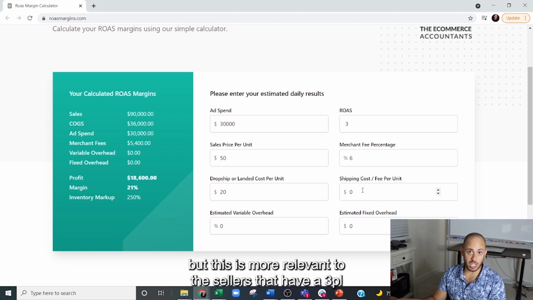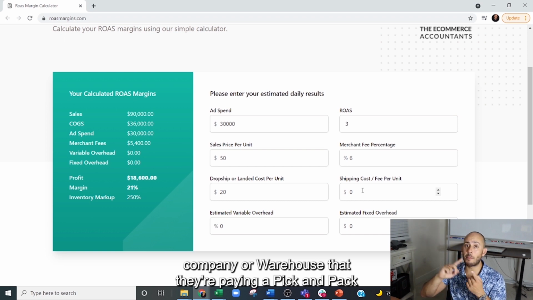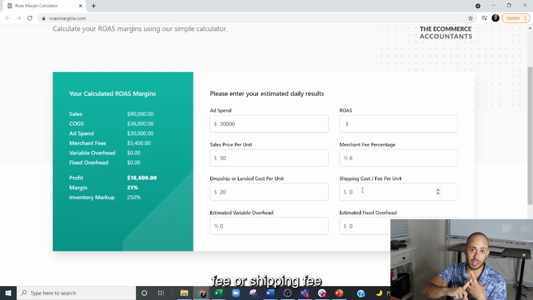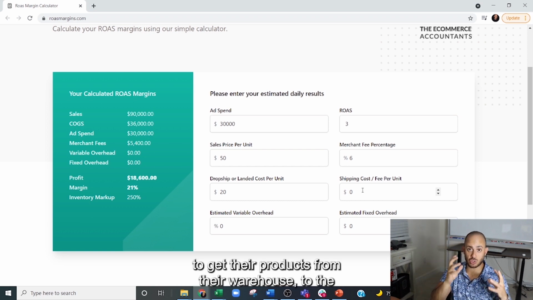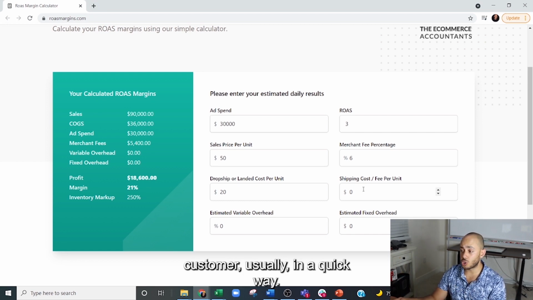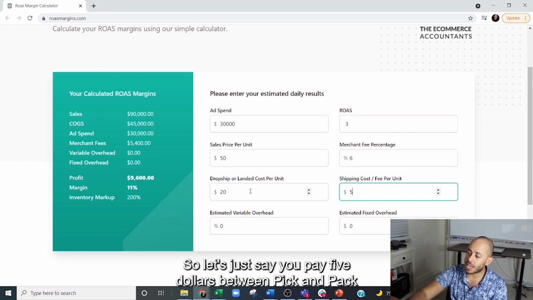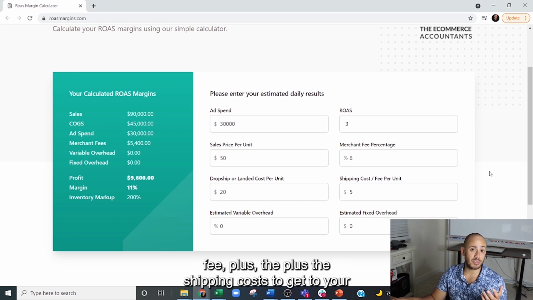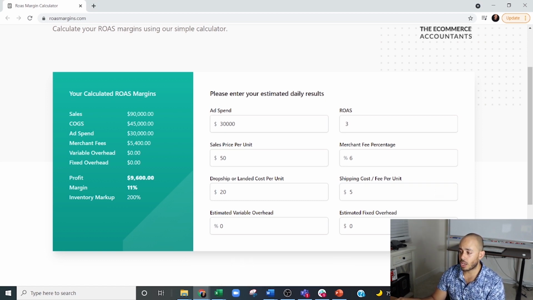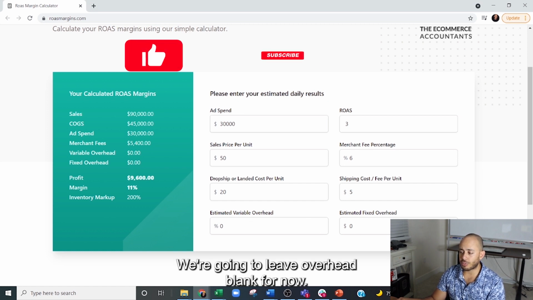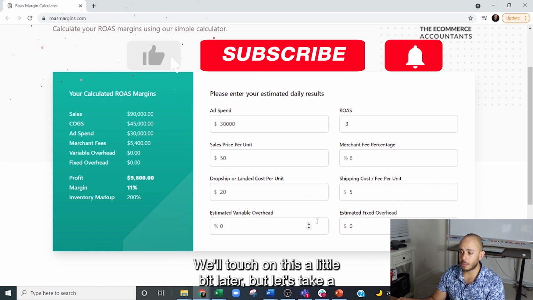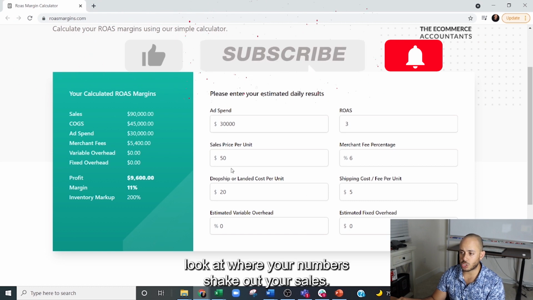But this is more relevant to the sellers that have a 3PL company or a warehouse that they're paying a pick and pack fee or a shipping fee to get their products from their warehouse to the customer, usually in a quick way. So let's just say you pay $5 between pick and pack fee plus the shipping cost to get to your customer. We're gonna leave overhead blank for now. We'll touch on this a little bit later, but let's take a look at where your numbers shake out.